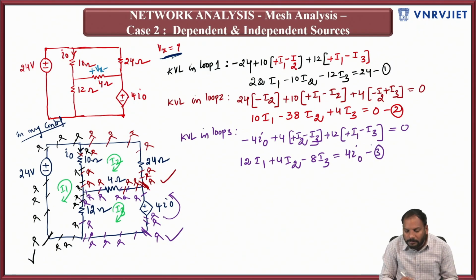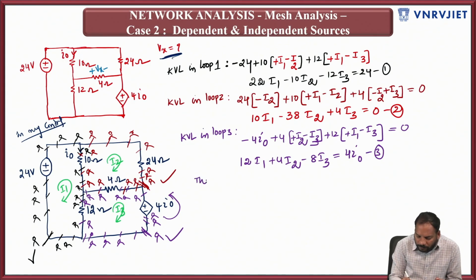This is equation 3. If you clearly understand, this problem comes under case 2 problems. The reason is that here there are 3 meshes and I have applied 3 KVLs. I got 3 equations, but these 3 equations will not be sufficient to solve for I1, I2, I3 because the above equations have additional variables. What are they?